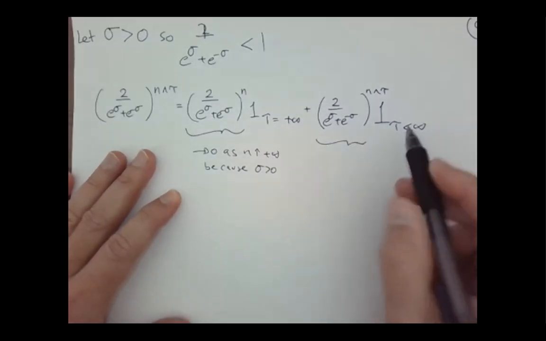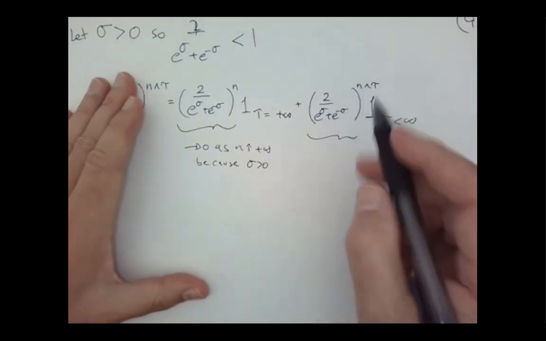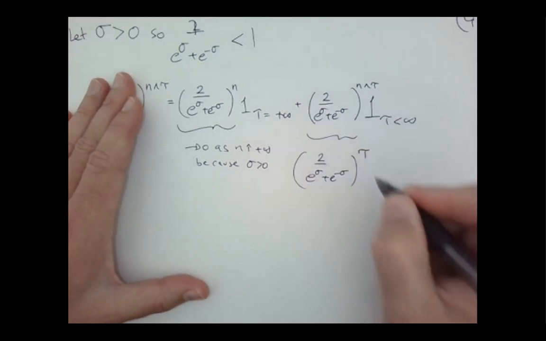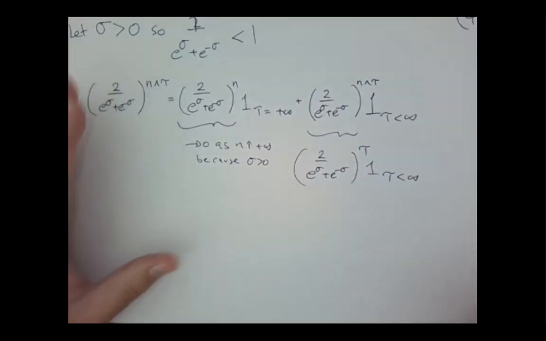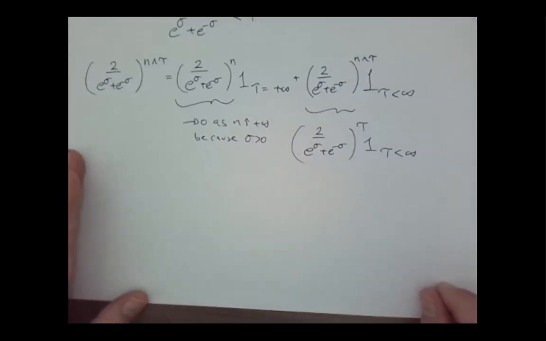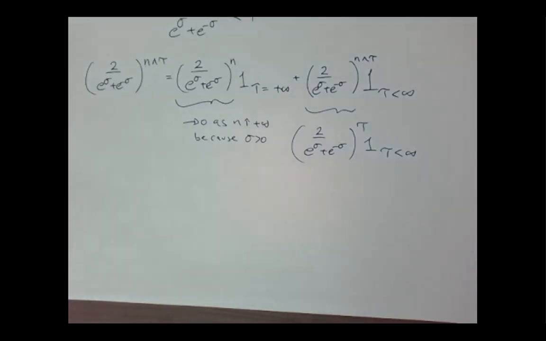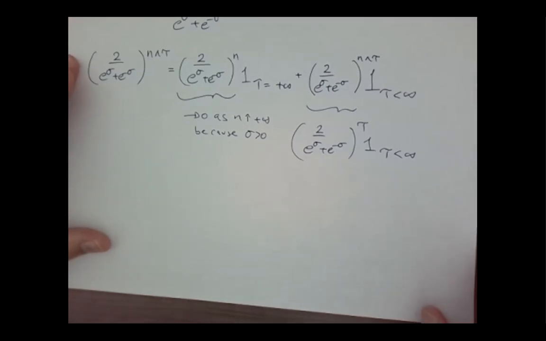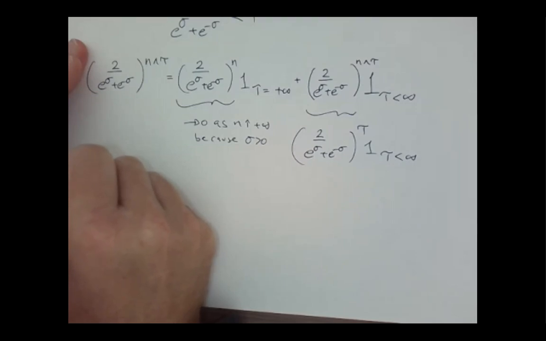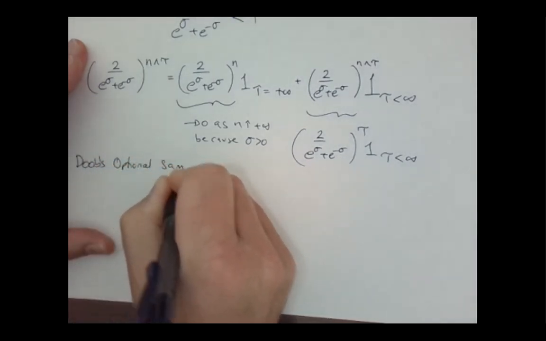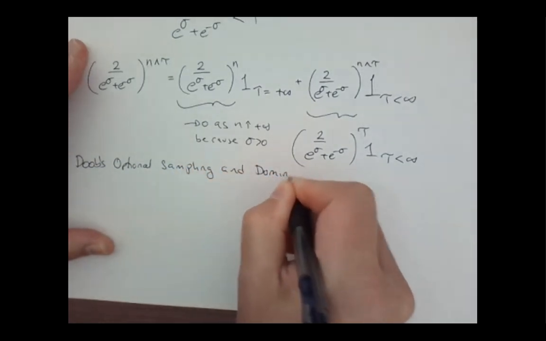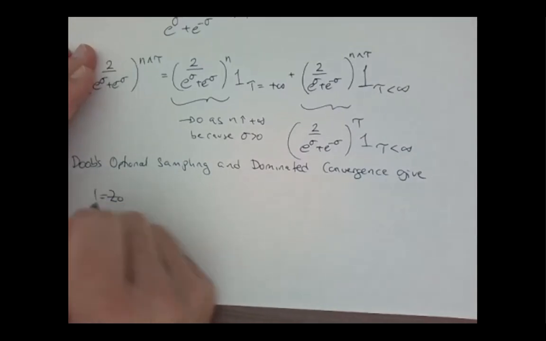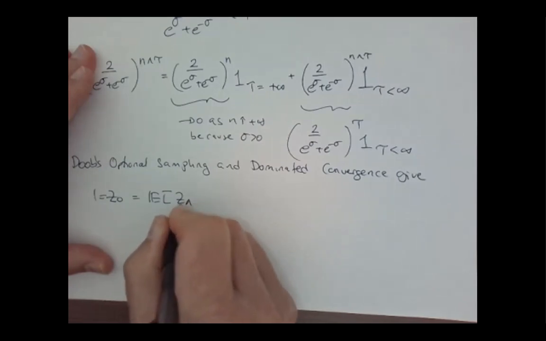This term here, now tau is finite. So as n goes to infinity, this is going to converge to 2 divided by e sigma plus e minus sigma, and I'm going to get tau here. Okay, I think we have all the ingredients now to perform the calculation. So optional sampling and dominated convergence give us that Z0, which is 1, is equal to the expectation of Z n min tau.